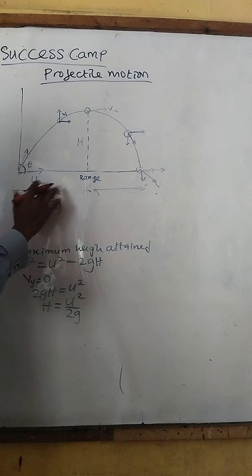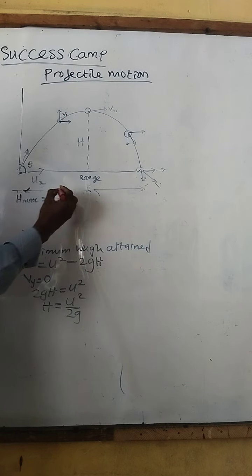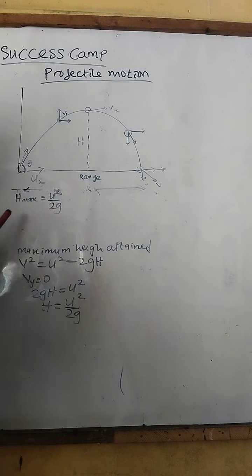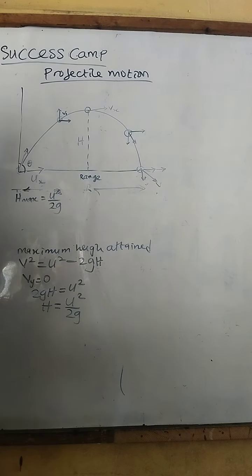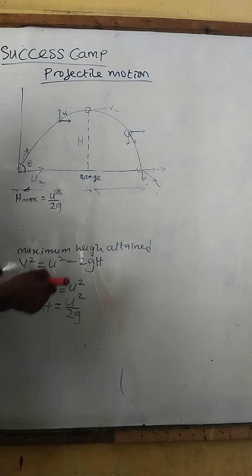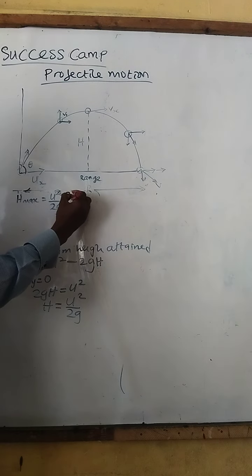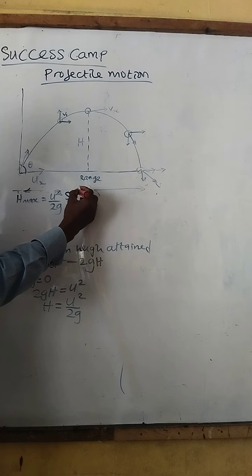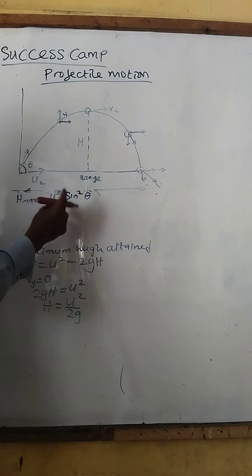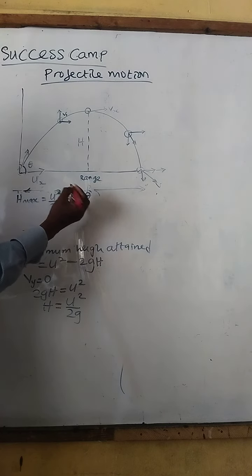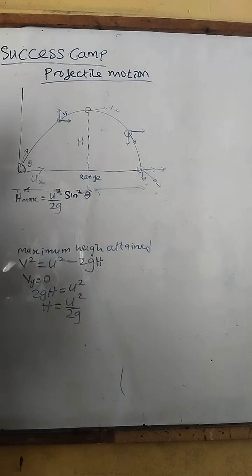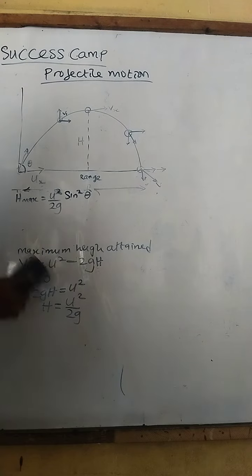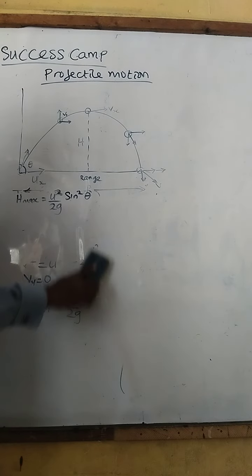This is the maximum height attained when you are not given an angle. But when you are given an angle in degrees, you need to equate it to write sine squared theta. So u squared sine squared theta over 2g. So this is our maximum height attained.